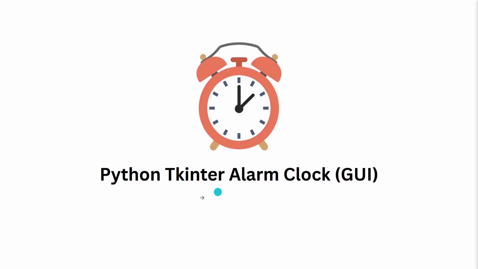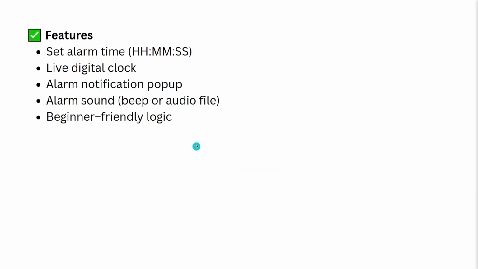Once again, I am back with a new project related to Python Tkinter GUI development. And today in this project, we are going to build an alarm clock GUI using Tkinter. If I talk about its features, here we can set an alarm in this format: hour, minute and second, and it has a live digital clock, alarm notification pop-up, alarm sound, and beginner-friendly logic.